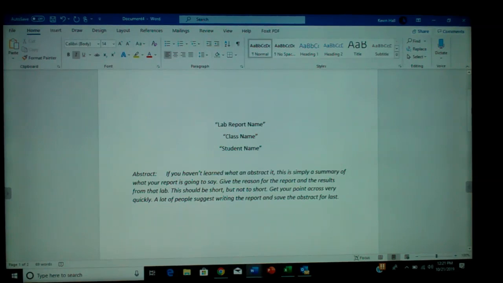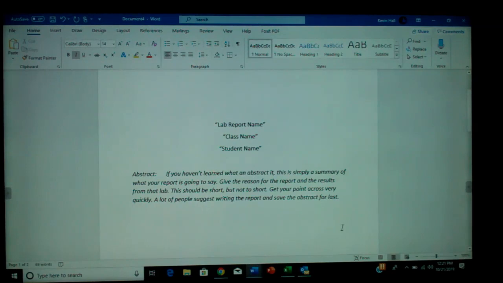Your cover page should look like this. This is how I want it. I want the lab report name. You need to create a lab report name. It needs to be something besides lab report. It needs to have an actual name. Then you're going to put the class name. With the class name, you need to put the period. So you should be putting 5th period chemistry. Then you're going to put the student name. That's your name. And then the abstract would go on there.